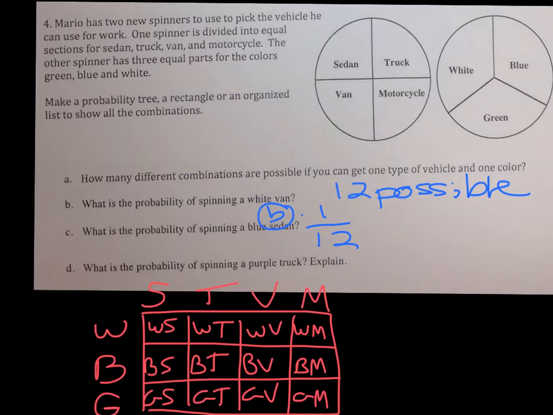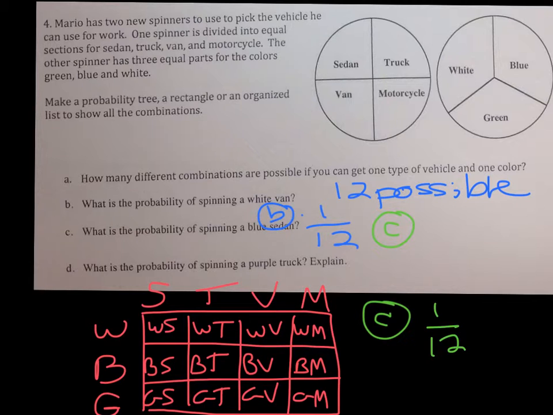And then letter C, let's do that one in green. Letter C says, what's the probability of spinning a blue sedan? Again, just like the white van, we only have one blue sedan right here, so that would be 1 out of 12 as well.